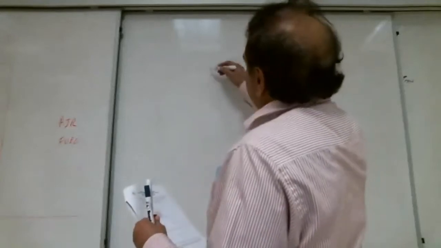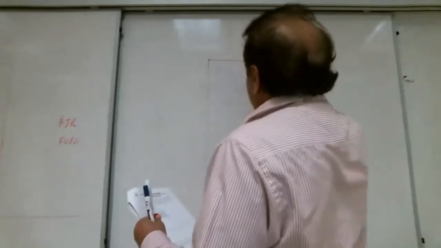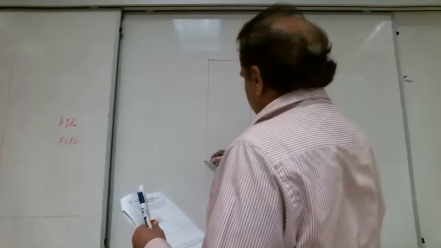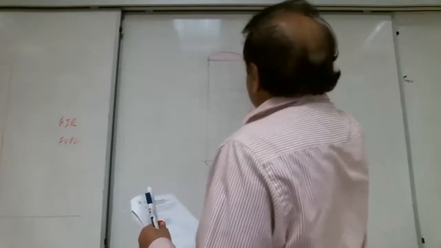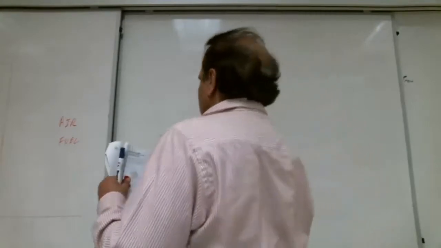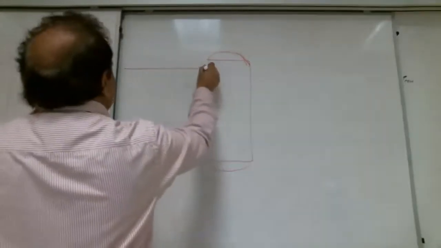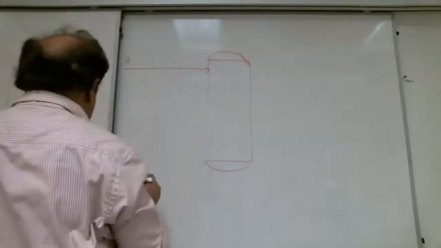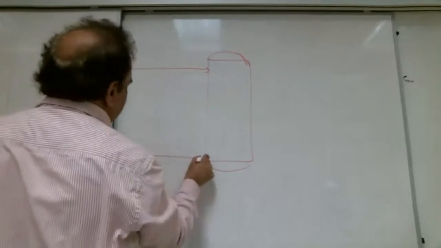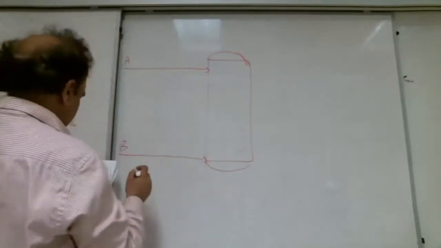This is our example, Shabab. This is our system. This is our container silo. Stream A is coming in, and stream B is coming in.